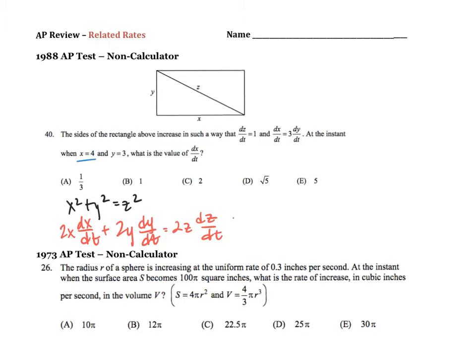My x is 4, so I've got 2 times 4. My unknown is dx/dt. My y is 3. My dy/dt is this information here that I'm going to come back to. And then I'd have 2z. And again, at this moment in time, if my x is 4 and my y is 3, my z has to be a 3-4-5 triangle. So my z is going to be a 5, and dz/dt is 1.